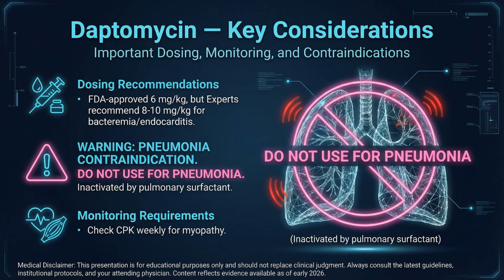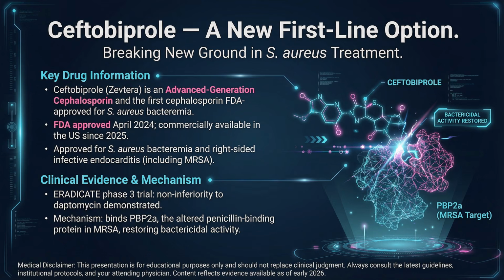Finally, safety monitoring. You must monitor creatine phosphokinase, or CPK, weekly to watch for myopathy. The drug should be discontinued if the patient develops symptomatic myopathy with a CPK 5 times or more the upper limit of normal, or if they are asymptomatic but their CPK rises to 10 times or more the upper limit of normal.